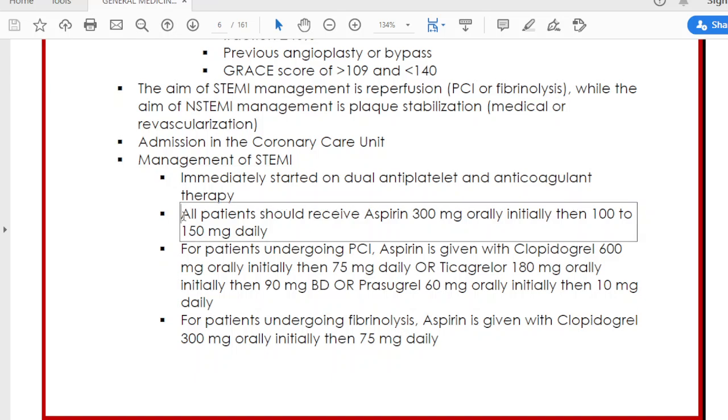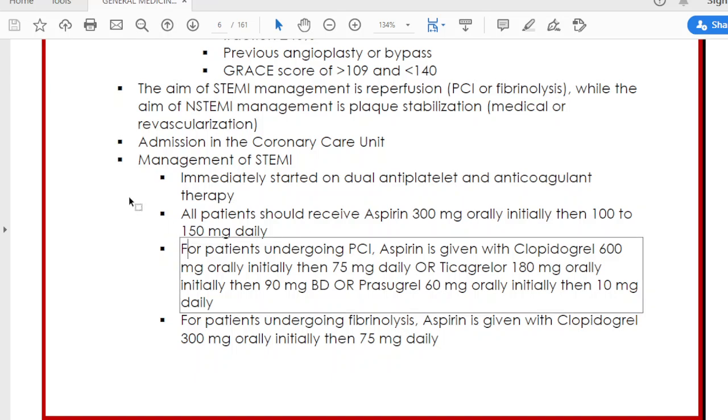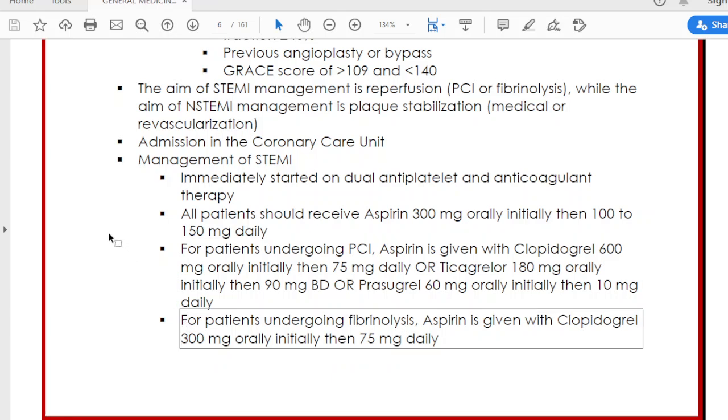All patients should receive aspirin 300 mg orally initially, then 100 to 150 mg daily. For patients undergoing PCI, aspirin is given with clopidogrel 600 mg orally initially, then 75 mg daily, or ticagrelor 180 mg orally initially, then 90 mg BD, or prasugrel 60 mg orally initially, then 10 mg daily. For patients undergoing fibrinolysis, aspirin is given with clopidogrel 300 mg orally initially, then 75 mg daily.